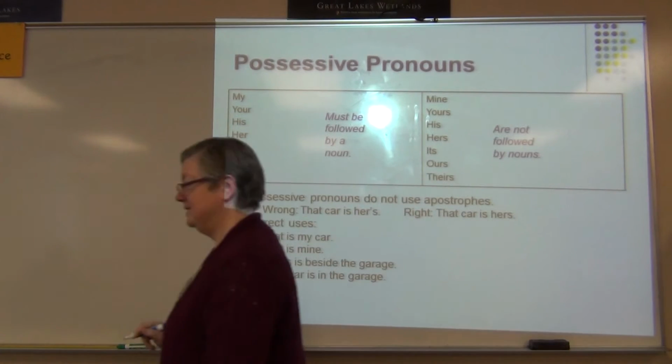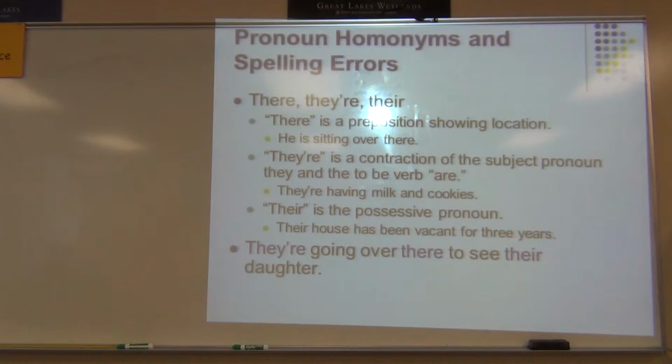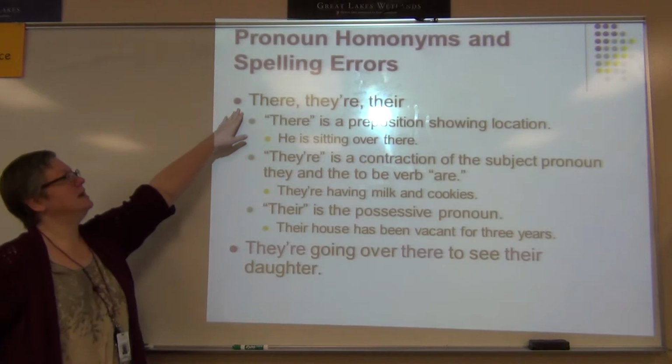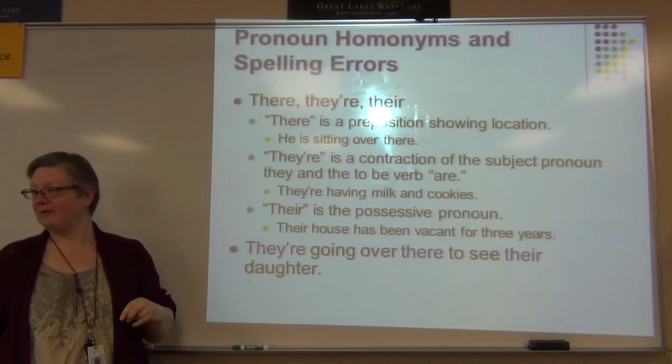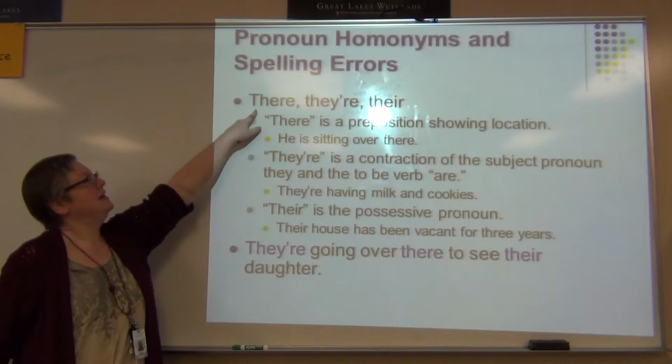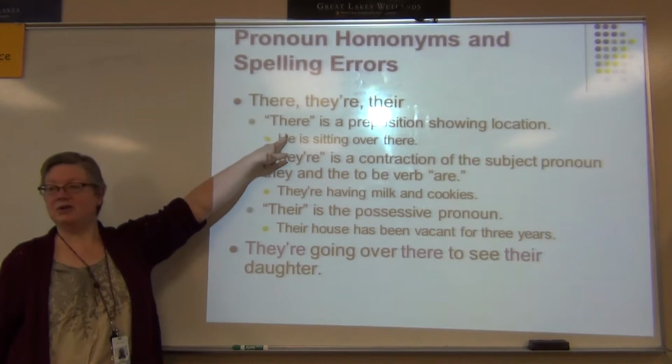All right. Now, I think the next one is the spelling problems. This is the one area that they tested multiple choice on the GED. There are 3 homonym pronouns that go with other words, and they are the ones that are often spelled wrong, and the biggest mistake, or the second biggest, is this one, with the words there, they're, and their. Okay? T-H-E-R-E, there, is a preposition showing location.